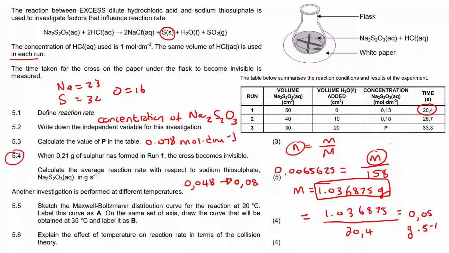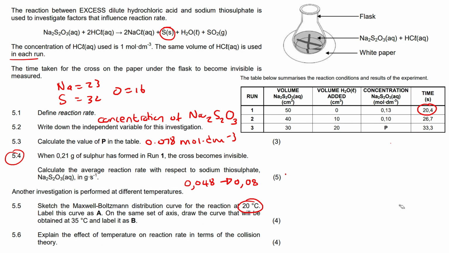Right, now it says another investigation is performed at different temperatures. Sketch the Maxwell-Boltzmann curve for the reaction at 20 degrees. Is that the one that we've already done? And then label this as curve A. On the same set of axes, draw the curve that will be attained at 35 degrees and label that as B. Okay, no problem.